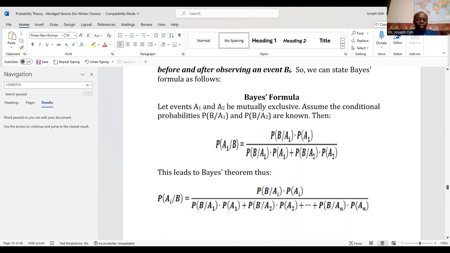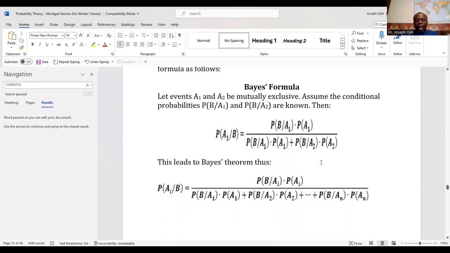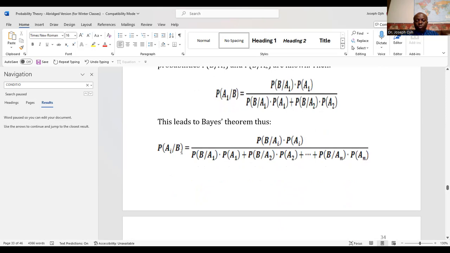It says the probability that event A1 will occur, given that event B will occur, means the probability of B given A1 times probability of A1, all over P of B given A1 times probability of A1 plus P of B given A2 times P of A2. And if there are 3 events, we use this formula right here. Simple, just extend it. If there are more than 3, you can just keep going.